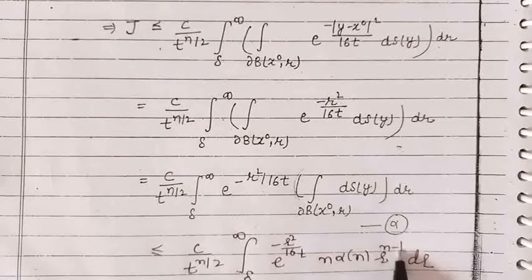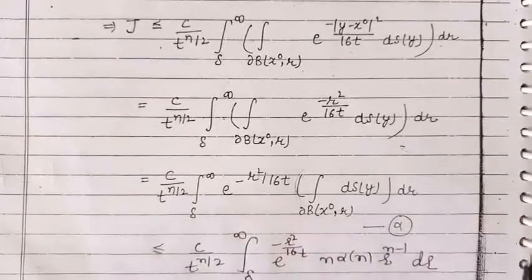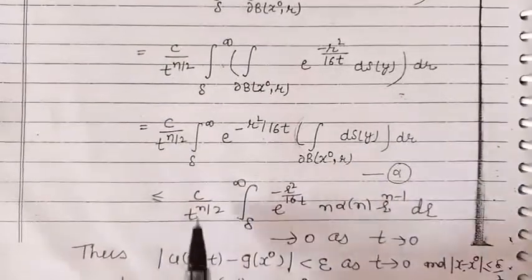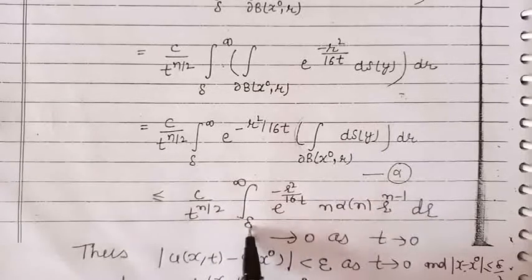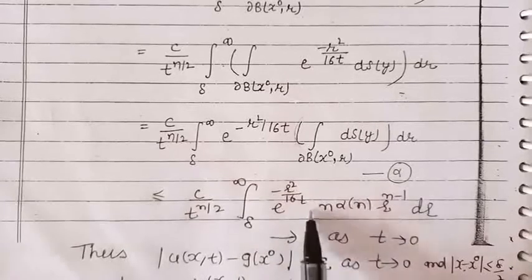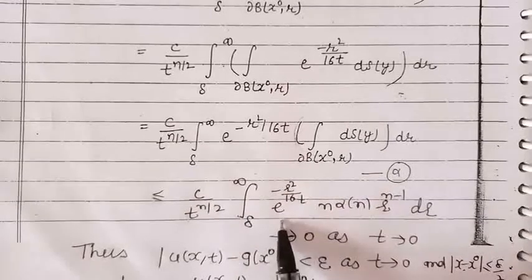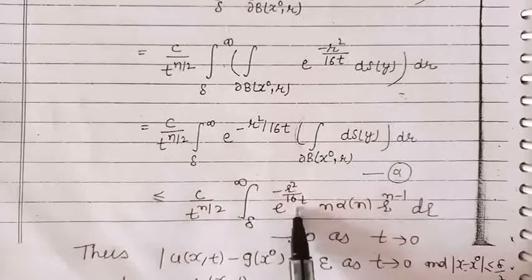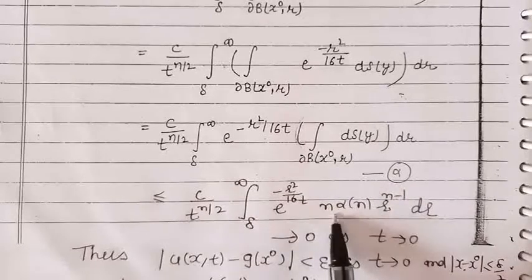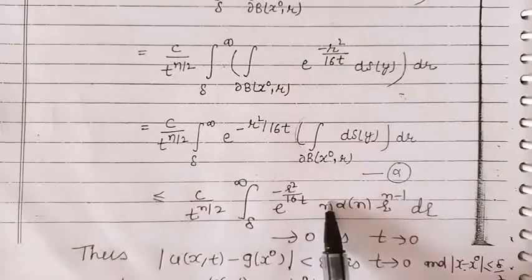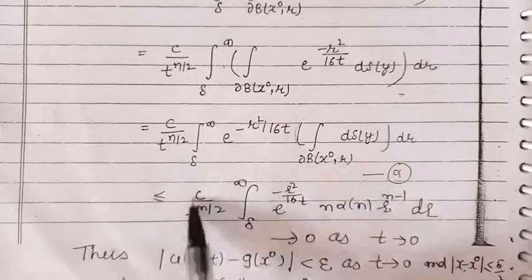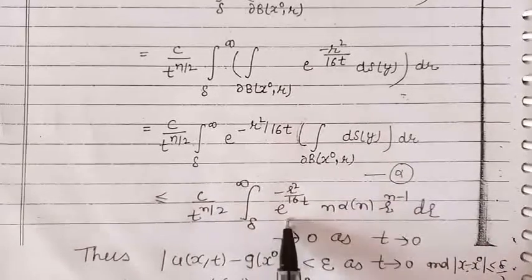and the surface area of the sphere is given by n alpha n into radius raised to the power n minus 1. So we get j is less than or equal to c upon t raised to the power n by 2 into the integral from delta to infinity of the function e raised to the power minus r square upon 16t into n alpha n into r raised to the power n minus 1. Now as t approaches 0, this expression will also approach 0.